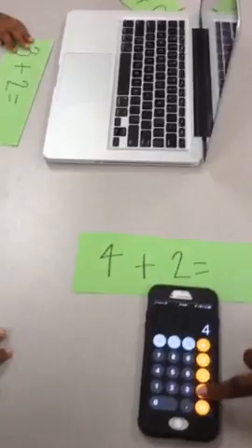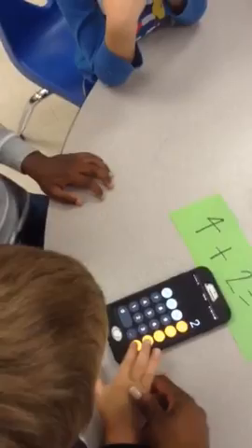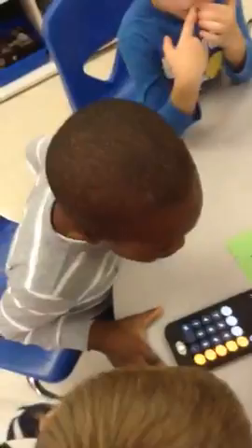Plus 2. So let's erase it because y'all messed it up. So 4 plus 2, hit the equal sign, Darren. Press the equal sign right here. This is the equal sign. So 4 plus 2 equals what? What number is that? Nine. Try it again, Ethan. Six. Six. Thank you.